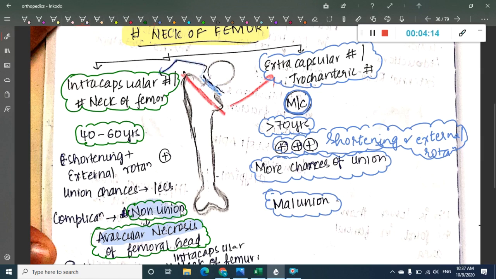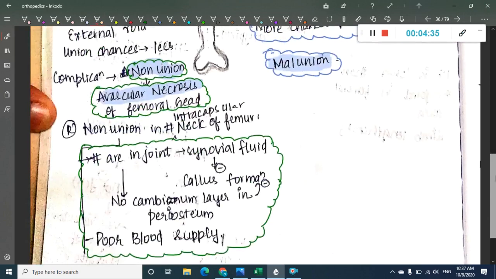In intracapsular fracture neck of femur, there are increased chances of non-union. In extracapsular fracture neck of femur, there are increased chances of malunion. So these are the differences between intracapsular fracture neck of femur and extracapsular fracture neck of femur, also called trochanteric fracture.